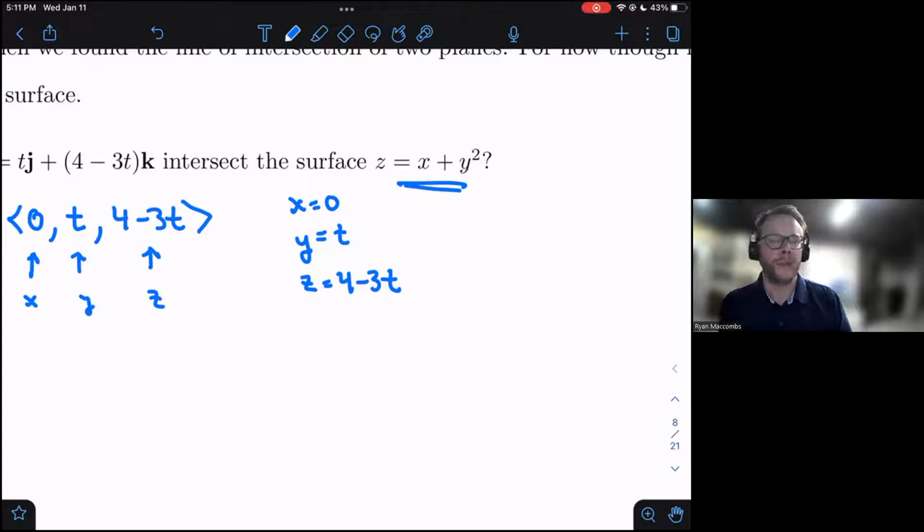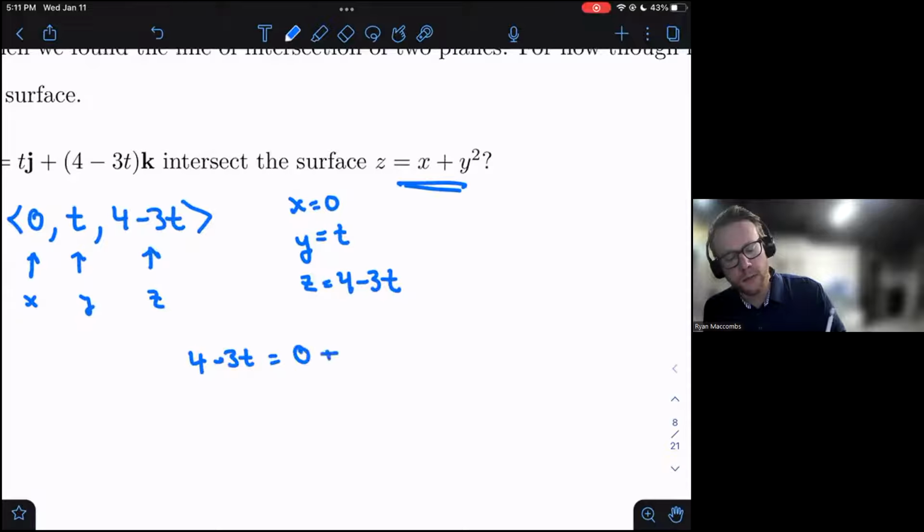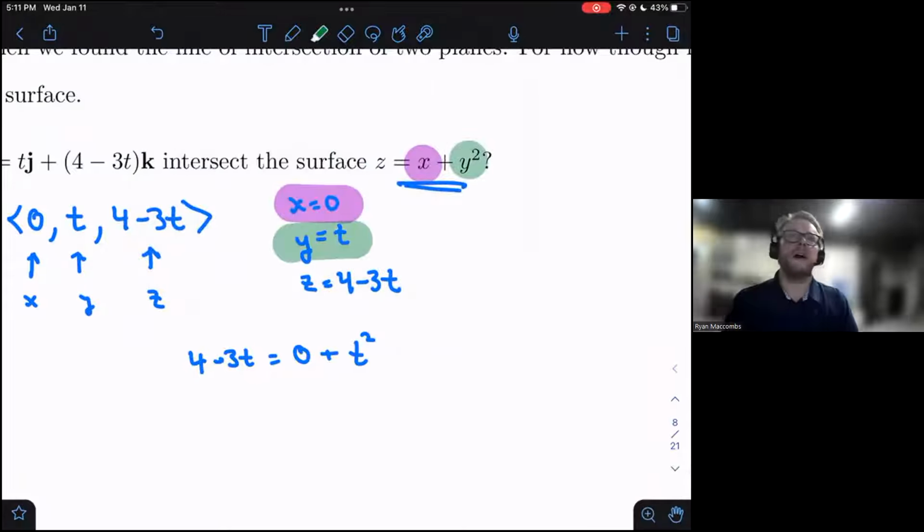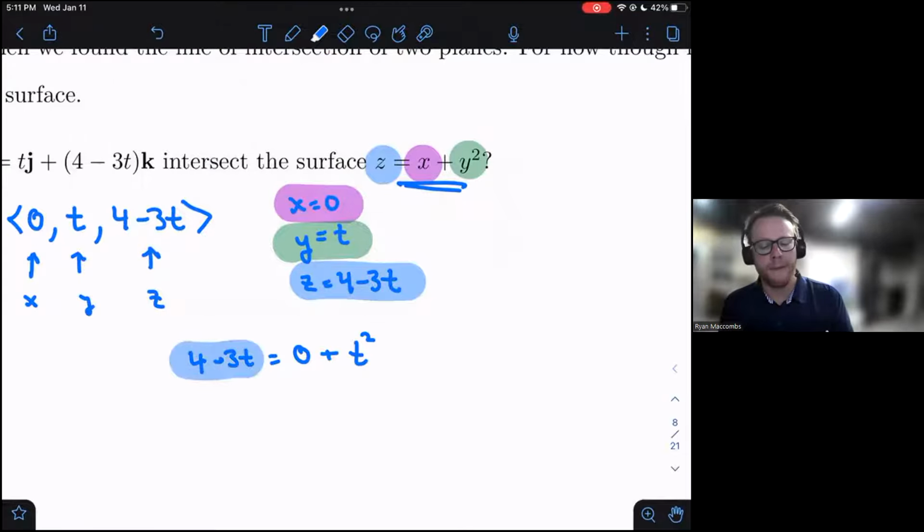Previously, it was a plane. So let's do that. So 4 minus 3t is equal to 0 plus t squared. Everywhere I saw an x, I substituted in 0. Everywhere that I saw a y, I substituted in t. So instead of y squared, I wrote t squared. And then finally, everywhere that I saw a z, I substituted in 4 minus 3t. And so that's how I came up with this equation here.